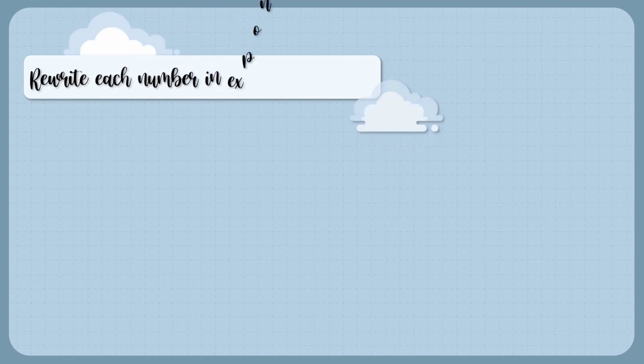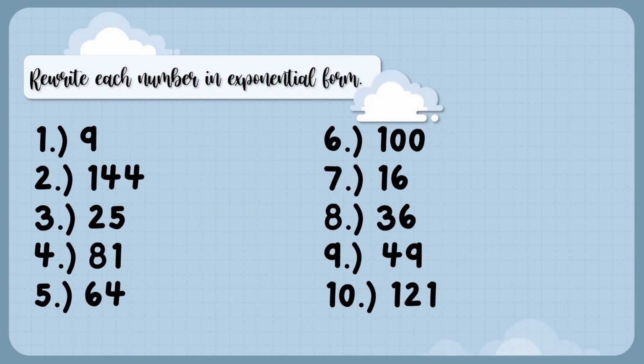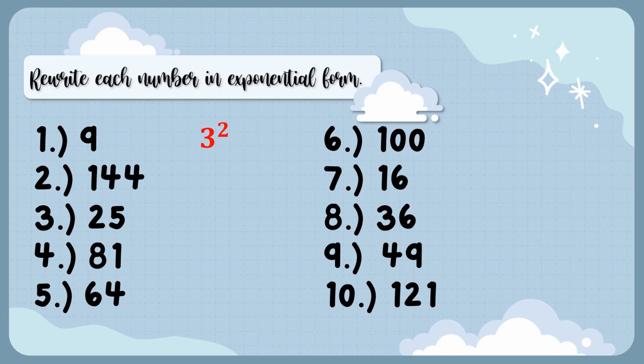Now let's have activity number 2. Rewrite each number in exponential form. Okay, we have here 9, 144, 25, 81, 64, 100, 16, 36, 49, and 121. Now let's start with number 1, which is 9. The exponential form of 9 is 3 squared, because when you expand 3 squared, that becomes 3 times 3. And 3 times 3 is equal to 9.